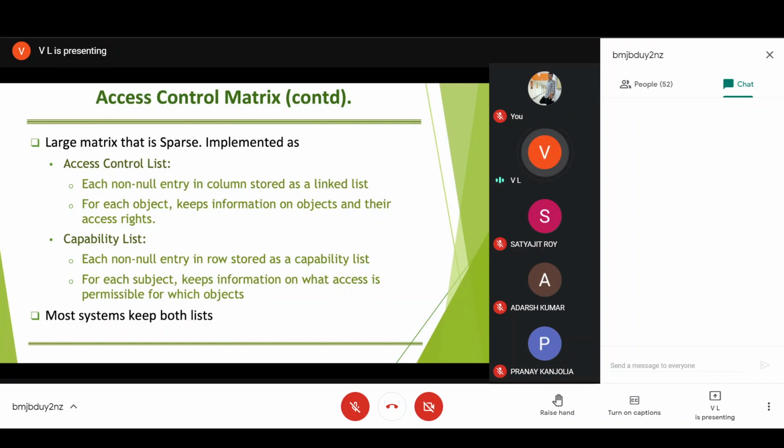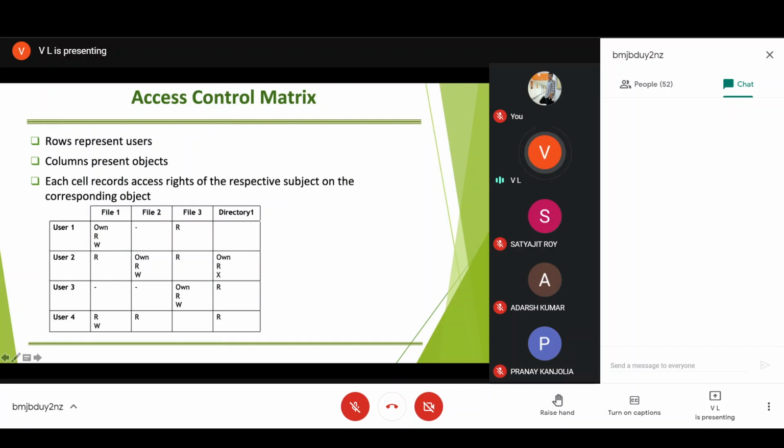So basically, an access control list looks at the columns. For every object, we keep information on who has been given access rights to that object. So in an access control list, we are keeping only the information about the columns, and only the non-null part. We prepare a list of users who have access to a certain object and what the access rights are.